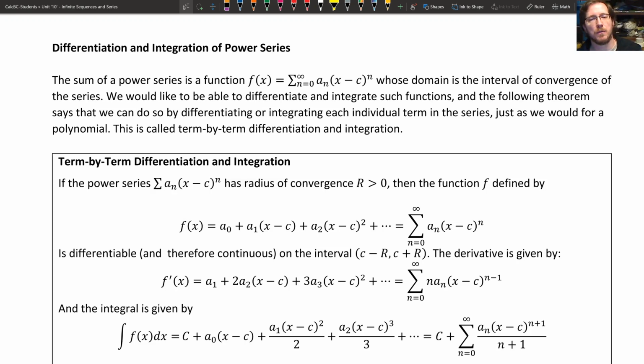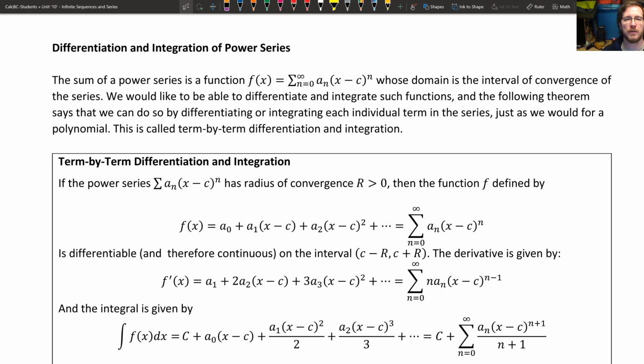Okay, in this lesson, we're going to be talking about taking the derivatives and integrals of power series. The sum of a power series is a function f of x, which equals the sum as n equals 0 to infinity of some rule a sub n times (x minus c) to the n power, whose domain is the interval of convergence of the series.